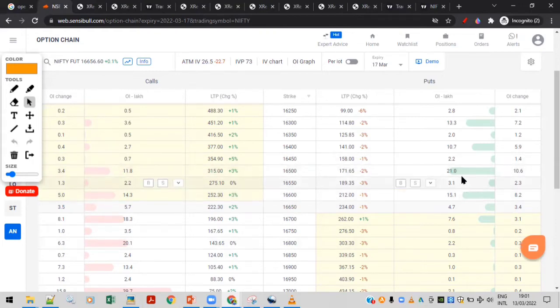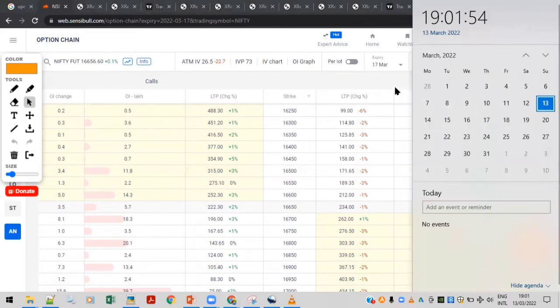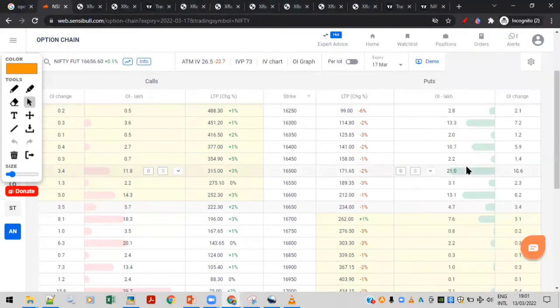Similarly, on the put side, you see here 21 lakh option writers are present positionally. So this is positional data. The OI data represents the positional value, from every day's trading until the 17th March. This contract started 2-3 weeks back. So this particular OI gives the positional view, and this gives the intraday view.